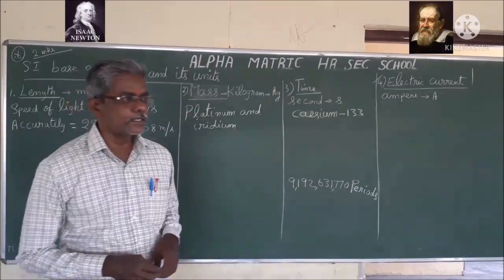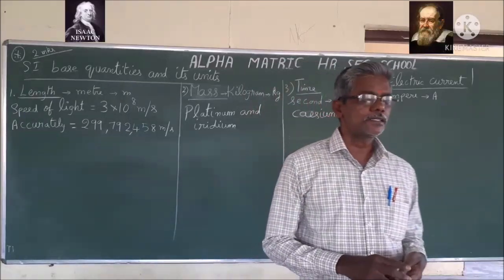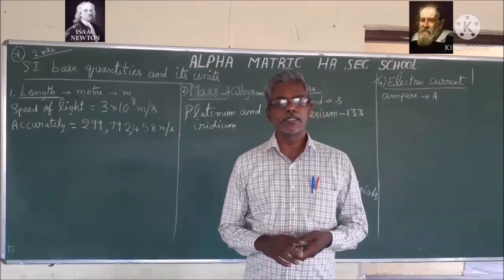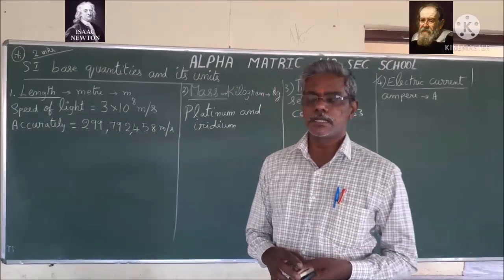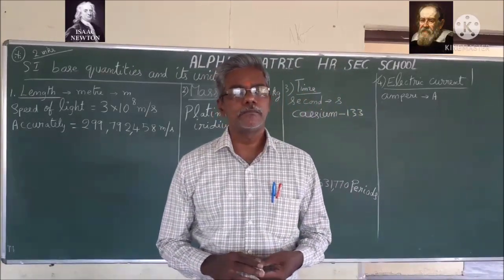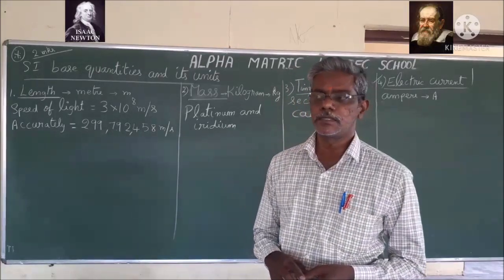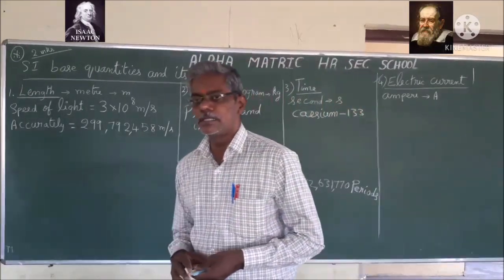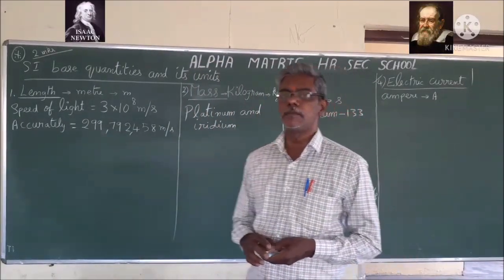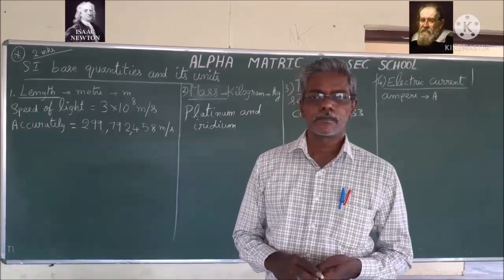The FPS system is the British engineering system. The CGS system is the Gaussian system. The CGS system and MKS system we call the metric system. Why do we call it the metric system? Because it can be expressed in powers of 10. For example, 100 centimeter I can write as 10 power 2 centimeter.